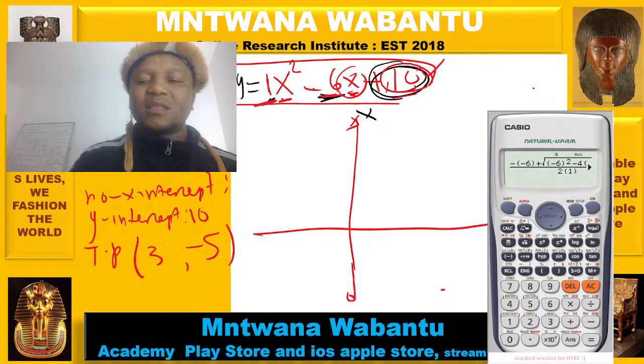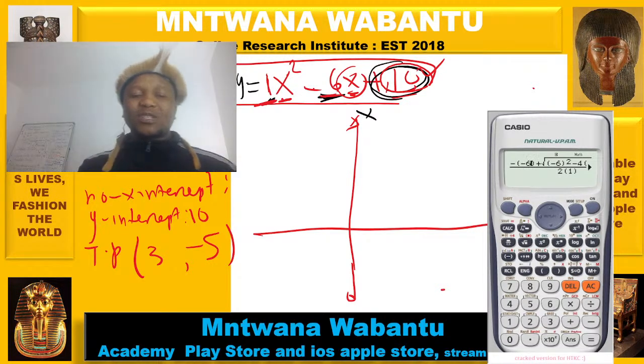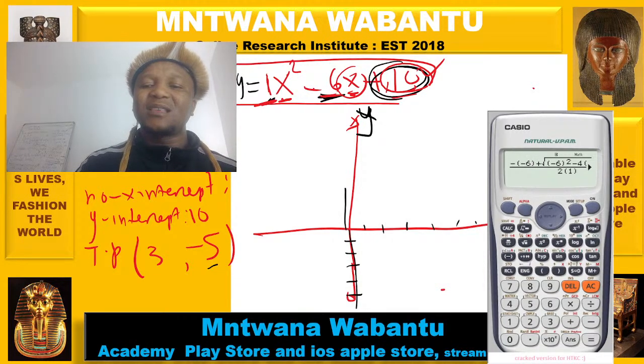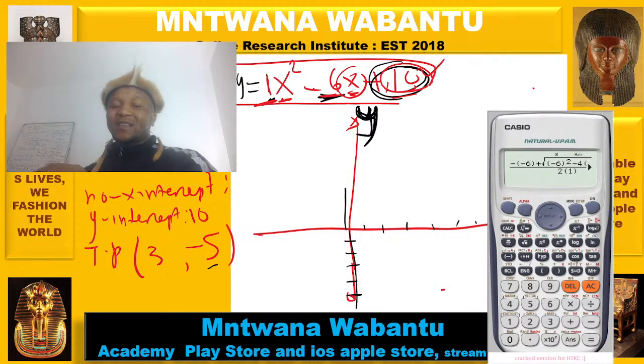This is x and this is y. Now let's sketch. So turning point is 3, negative 5. Look, this is like 1, 2, 3, 4, 5, 6, 7. Okay, y equal to negative 5. Let's say this is negative 1, negative 2, negative 3, negative 5. Because you know down is negative, up is positive for y. Oh, what am I saying here? This is x, my apology, and this is y. Y is vertical, x is horizontal.